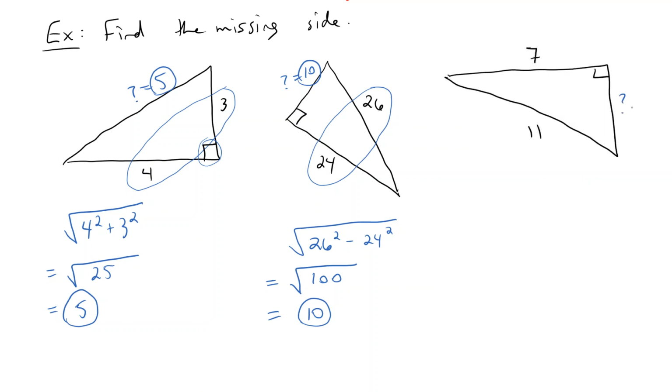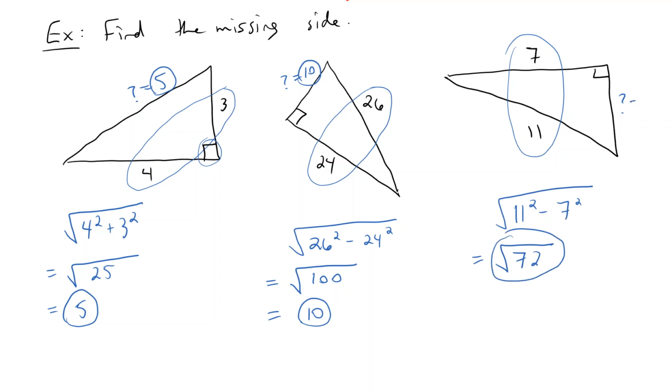Here we're missing a leg, so again we have to subtract. So we'll do 11 squared minus 7 squared. So that's 72. And we've got the square root of 72. Now that's not a nice number, so I would prefer just to leave it as the square root of 72. So if you verify this with the Pythagorean theorem, if you square the legs, that's 49. If you square this, you get 72. 49 plus 72 is 121, which is this guy squared. So that's kind of a nice little check there.